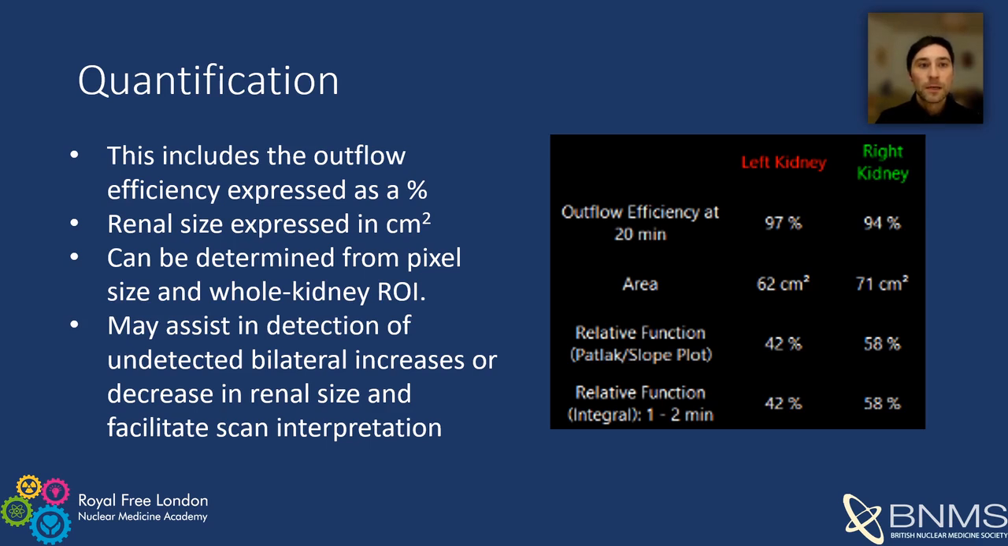Renal size may assist in detection of undetected bilateral increases or decreases in renal size and facilitate scan interpretation, as several chronic renal diseases will result in bilaterally small kidneys. Conversely, the kidneys may be bilaterally enlarged in early diabetic renal disease, acute interstitial nephritis, HIV nephropathy, and amyloidosis. One of the key parts of the Renogram results is the relative function, which we will talk about now.